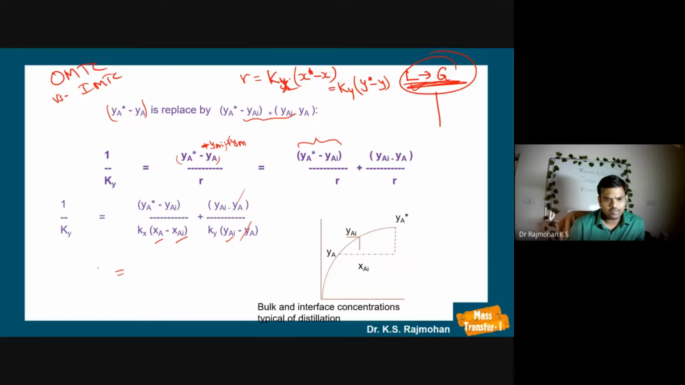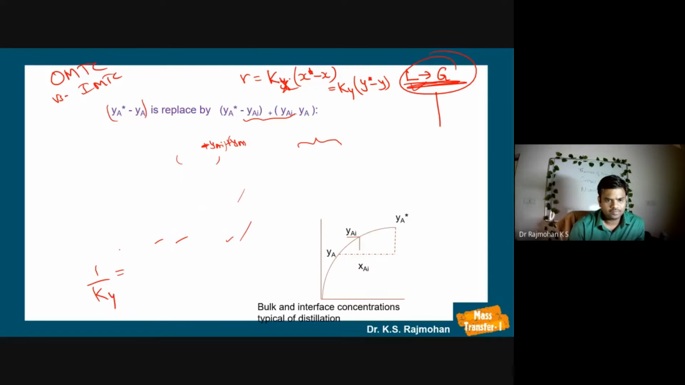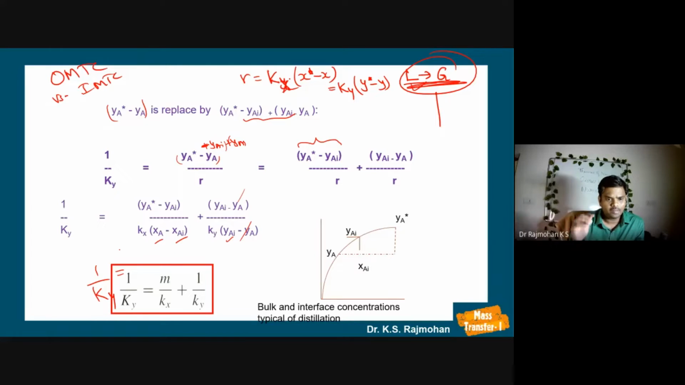Okay, so you get 1 by capital Ky equal to 1 by small kx plus 1 by small ky. This becomes 1, but this is nothing but your slope. Ya star minus yai by xa minus xai is the m value. So that is the relationship between overall mass transfer coefficient and individual mass transfer coefficient.